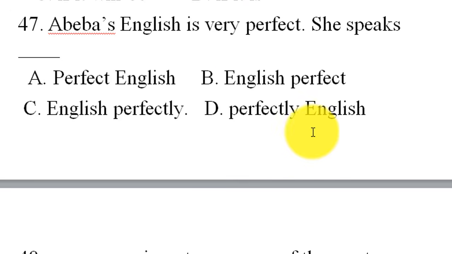Ababa's English is very perfect. She speaks perfect English, and English perfectly. English perfectly, no doubt. The answer is English perfectly, because perfectly is an adverb of manner and it describes Ababa's speaking. The word speak: how does Ababa speak English? Perfectly, in what way. I want to ask you the correct use of adverbs here: English perfectly. A perfect English, that's perfect, is an adjective modifying the noun English. Perfect is wrong, perfectly, yeah.